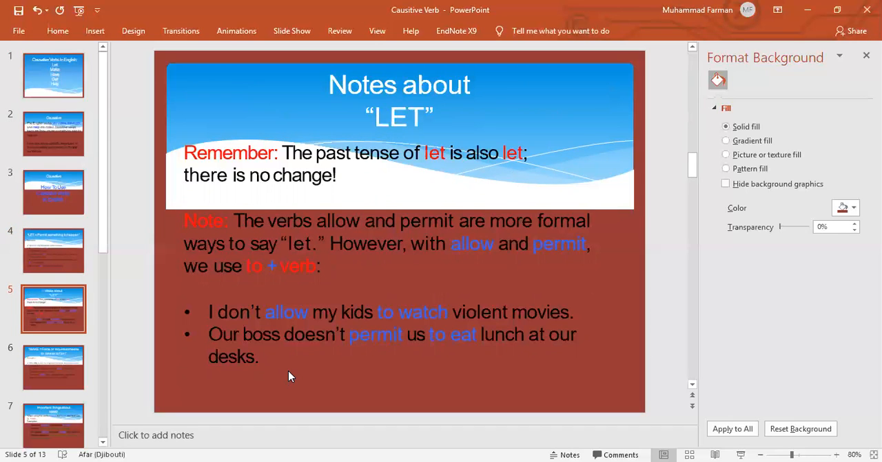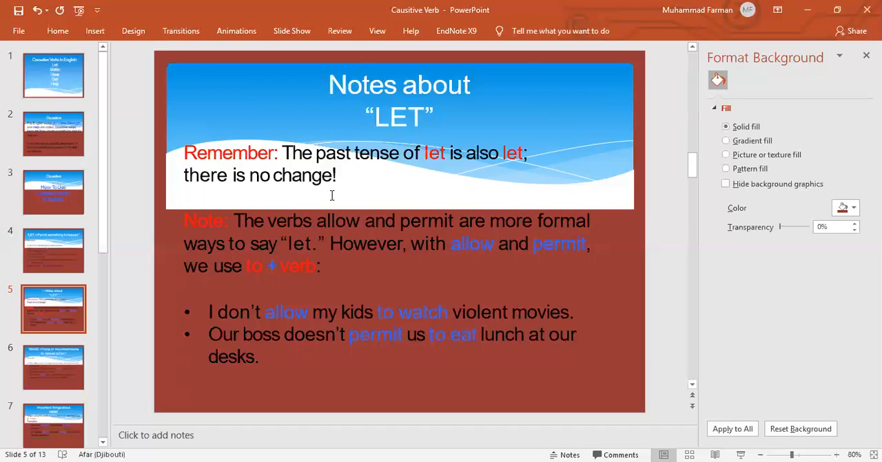What is the most important aspect regarding let? Remember, the past tense of let is also let. If we want to make a sentence in past tense, or in the previous aspect of the era, we can utilize let. Let is used in the same form. There is no change. There is no phonetic change. There is no verbal change.